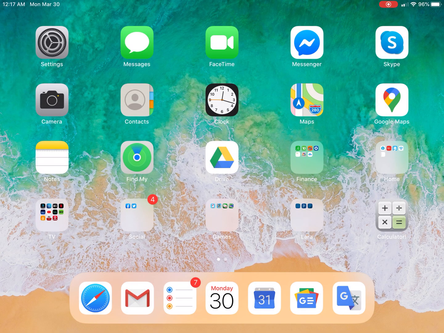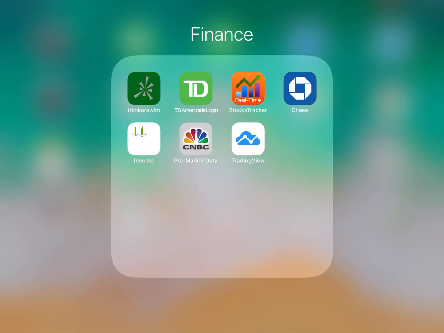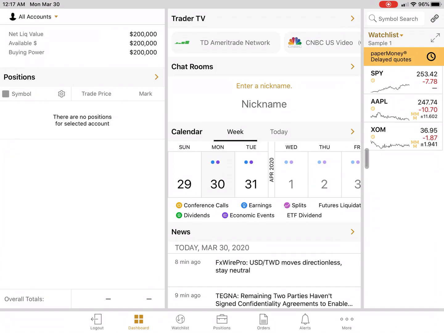So I just wanted to show you how we can use TD Ameritrade's Thinkorswim to do a bull spread using calls. And I'm going to use Apple as an example, and I'm using an iPad, but the iPhone is pretty much the same as well.